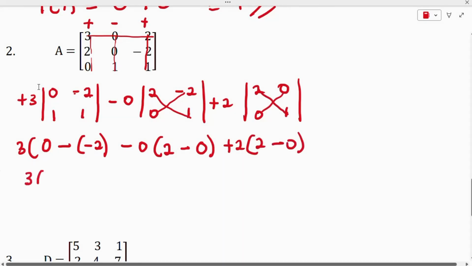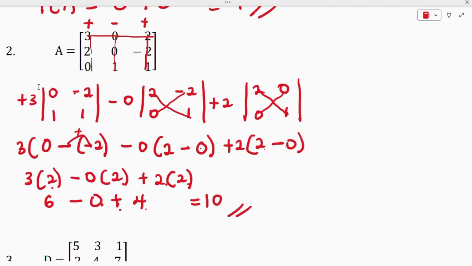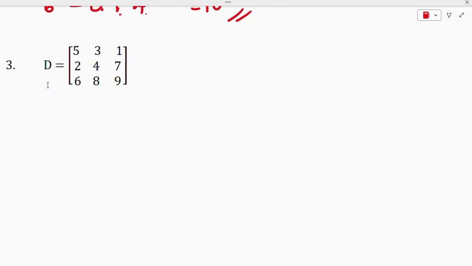So we have 3 into minus times minus, this is going to give us plus, so 0 plus 2 is 2, minus 0 into 2 minus 0 is 2, plus 2 into 2 minus 0, we have it to be 2. So from here 3 times 2 is 6, minus 0 multiplied 2 is 0, plus 2 multiplied 2 is 4. So we have 6 minus 0 is 6, 6 plus 4 is going to give us 10, and this becomes the answer.